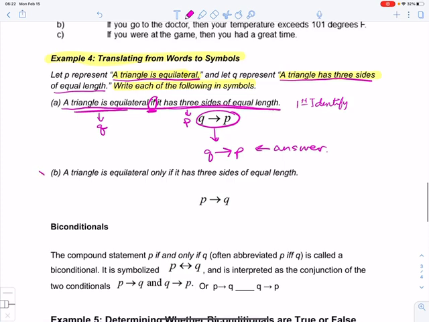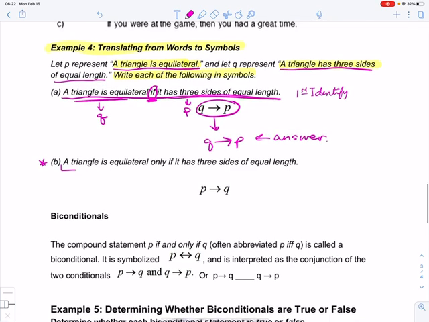For part B, we have a triangle is equilateral only if it has 3 sides of an equal length. Well, right here, we know that a triangle is equilateral, so this is P, and only if is that buzzword that I was talking about, so I'm going to look up at my chart here in a second and see what the style looks like for that. And then after only if, we have it has 3 sides of equal length. And I know that that statement right there equals Q. So let's see what this looks like.